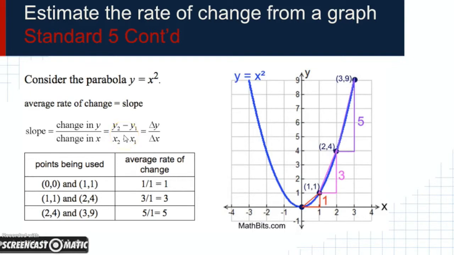And then for the points 1, 1, and 2, 4, the average rate of change would be 3, because you get 3 over 1. Now the average rate of change for 2, 4, and 3, 9 is 5, because you get 5 over 1. As you can see on the graph, it is demonstrated.